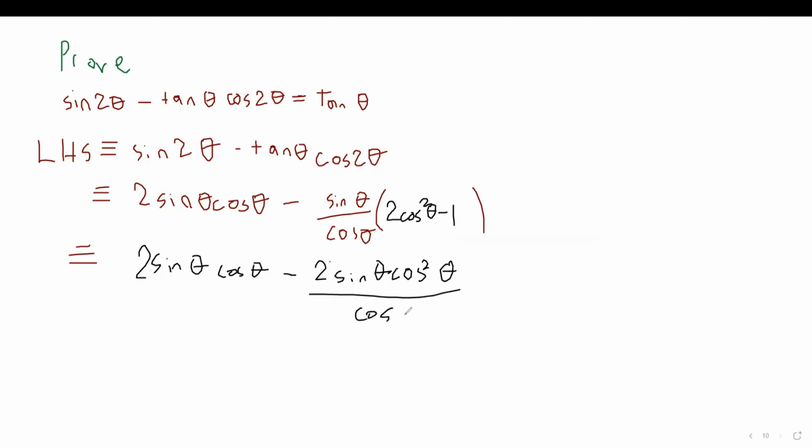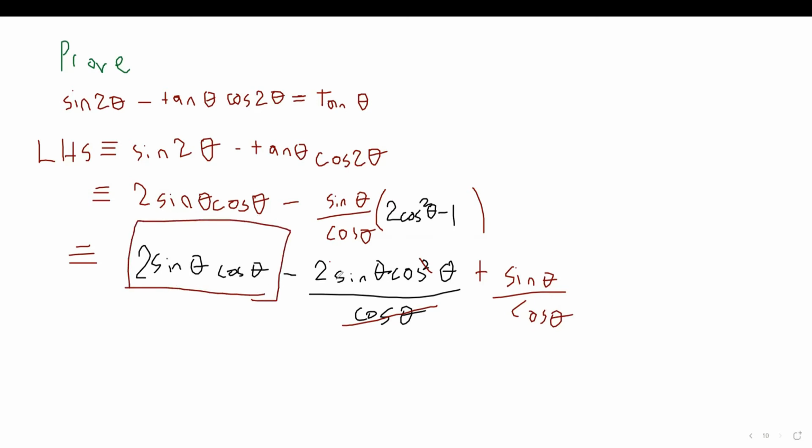Now remember, if you have a square right there, then one of the squares cancels out the cos theta in that denominator. Then minus and minus give plus, so you end up getting plus sine theta over cos theta. You see how fast this got done now? Since the square cancels out, you end up with 2 sine theta cos theta minus 2 sine theta cos theta, and that part becomes 0.